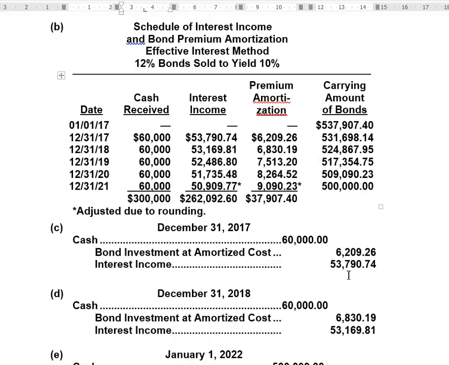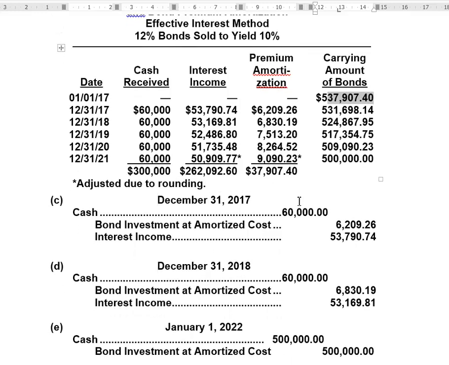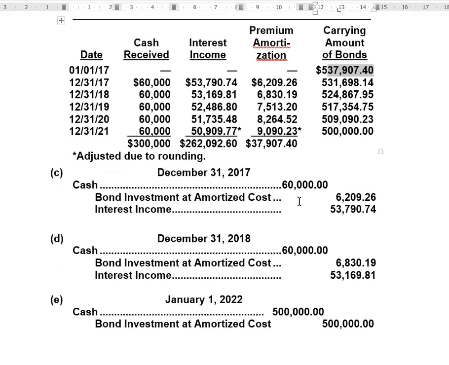We booked interest income of $262,092.60, and we amortized premium the entire $37,907.40 was fully amortized. In other words, the difference between the proceeds and the face value was fully amortized. We can now use what we have from the table in order to make our journal entries.